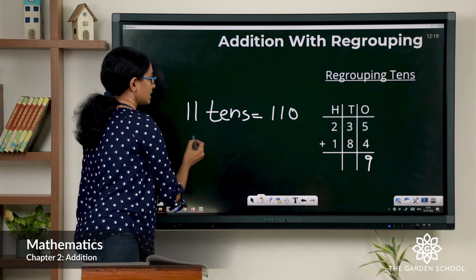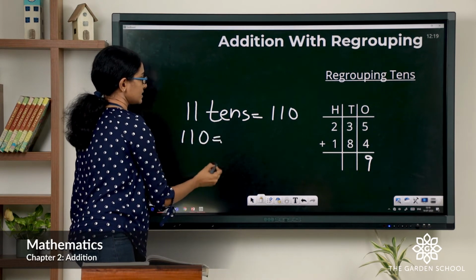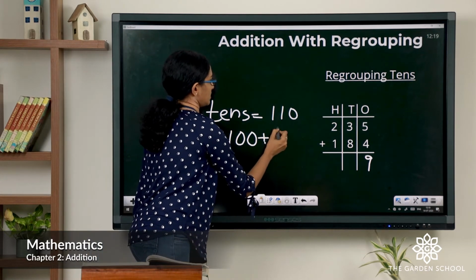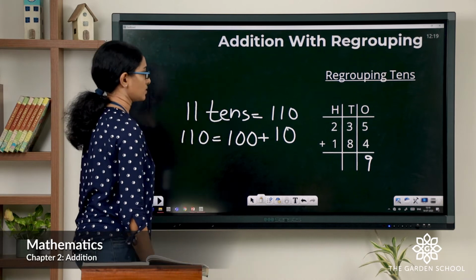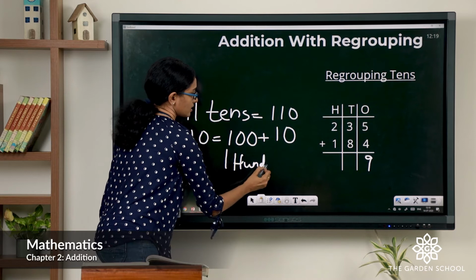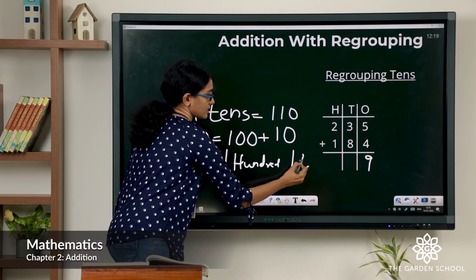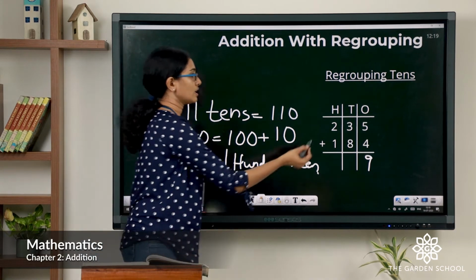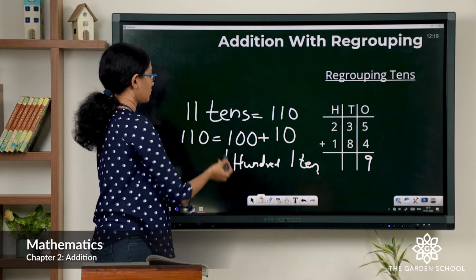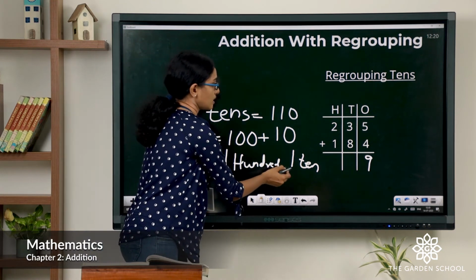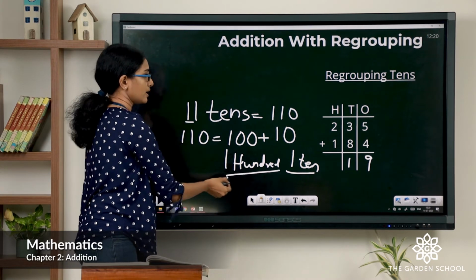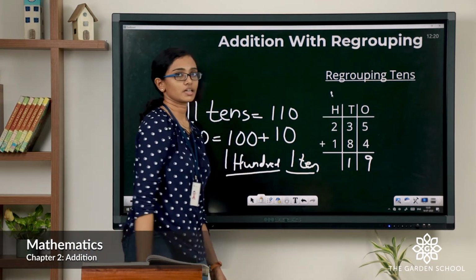And this 110 we can write as 100 plus 10. So now we're adding 8 tens and 3 tens. From this 11 tens, let's write this 10 here and then carry over this 100 to the hundreds place.